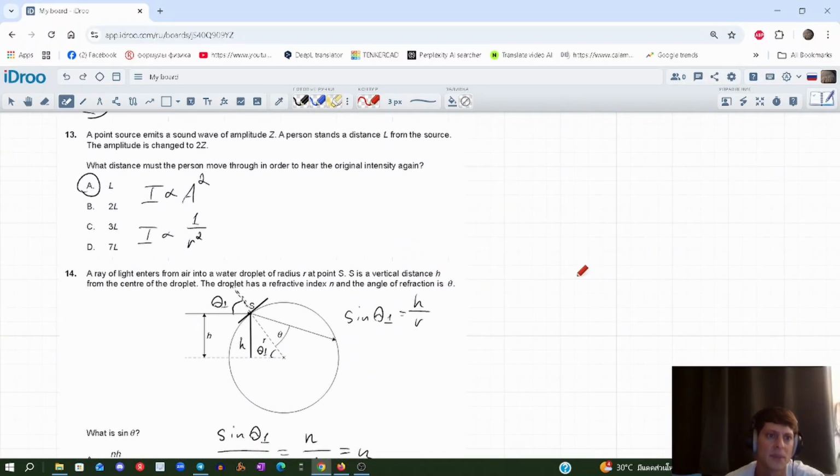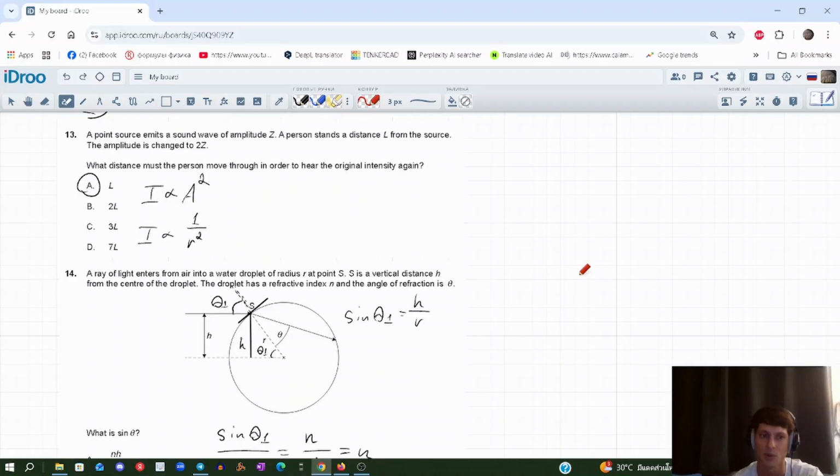Number 13. A point source emits a sound wave of amplitude Z. A person stands a distance L from the source. The amplitude is changed to double Z. What distance must the person move through in order to hear the original intensity again? We know that intensity is directly proportional to amplitude squared. So if we double the amplitude, it will affect intensity which way? Intensity will be greater by a factor of 4, right?